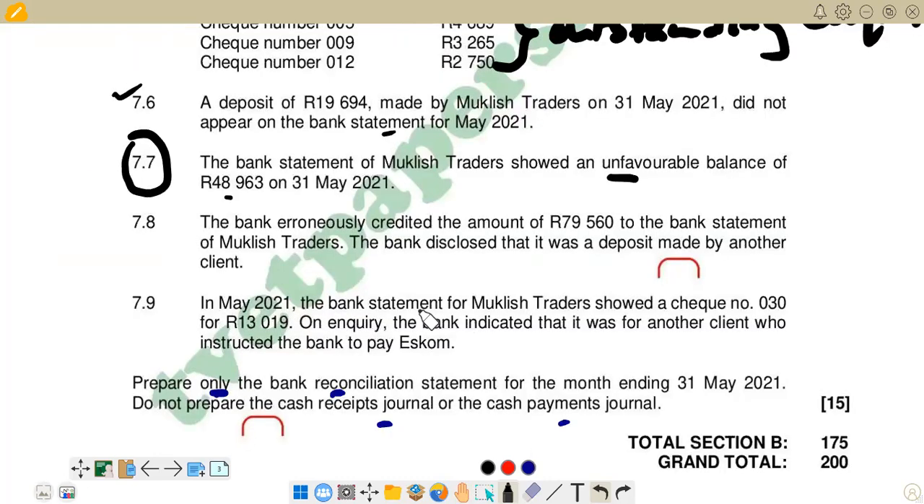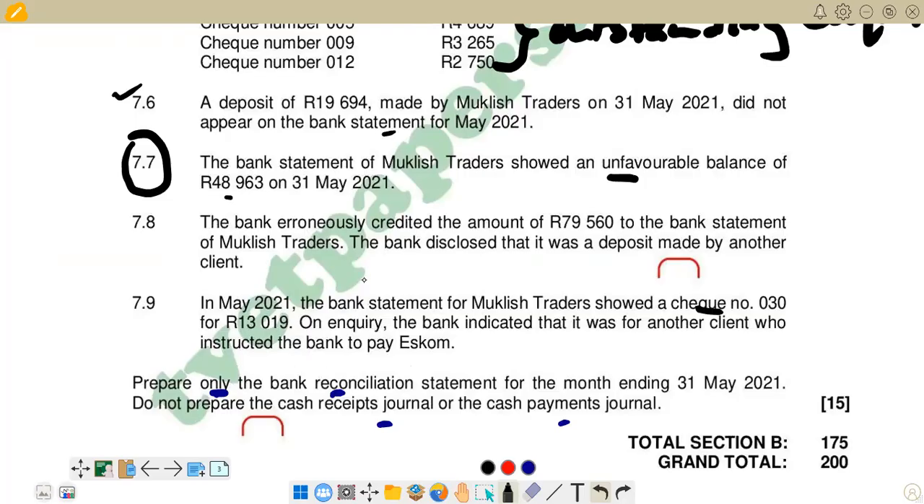In May 2021, the bank statement of Mukrish Trader showed the check number 030 for 13,019 rands. On inquiry, the bank indicated that it was for another client who instructed the bank to pay ESCOM. So this one now is a payment. It's a check number 030. So it's a payment. It's on the debit side, and we are being told that it's also for another client. It wasn't supposed to be on the debit side on the bank statement.